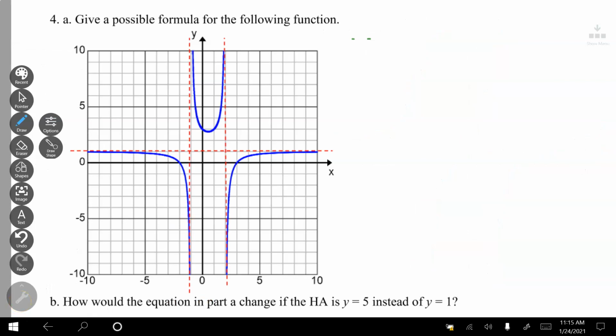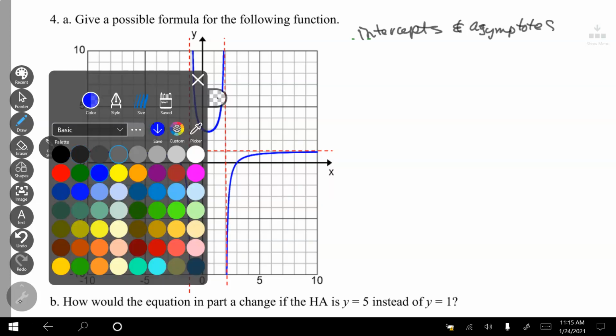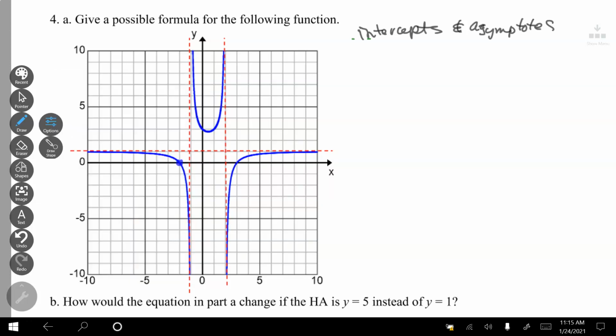Well, we've been doing equations and graphs. Let's do a graph to an equation. So what do I need? Well, I think we need intercepts and asymptotes, because that's what we've been using and plotting so far. So let's see, do I have any intercepts? I have an x-intercept here, I have an x-intercept here, I have a y-intercept here. Oops, that's not a y-intercept. I have a y-intercept here.